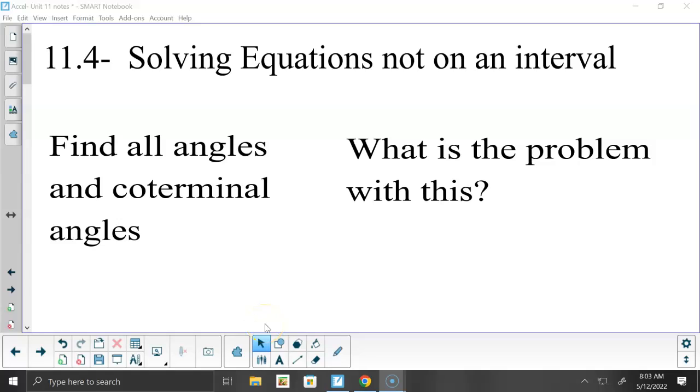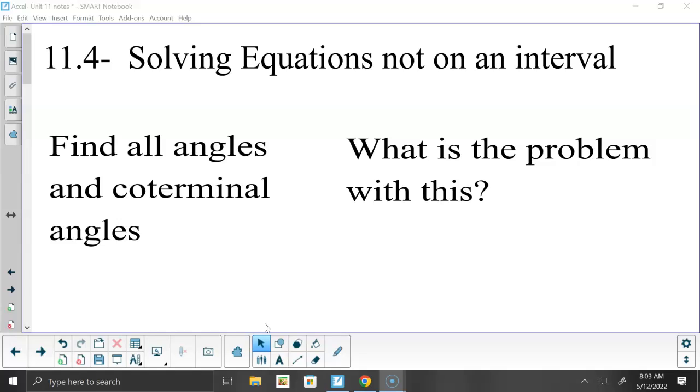All right. So, if we don't limit our equations to being on the interval of the unit circle, what ends up happening with our answers? And how many? Infinitely many. Coterminals. It's the cycle, it's the song that never ends. So, the problem becomes, if we don't put them on an interval, now what do we do?